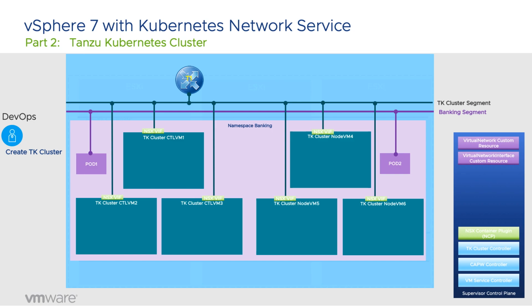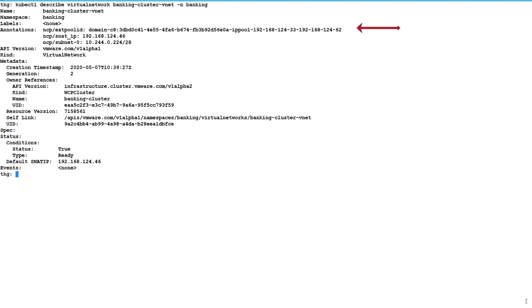Let's look at these custom resources. The virtual network custom resource is populated by NCP with information from NSX. We see an annotation with the egress CIDR range defined at supervisor deployment, the /28 network assigned from the pod CIDR, and the SNAT IP from the egress CIDR are also here. The cluster node VMs will get IPs from this network.